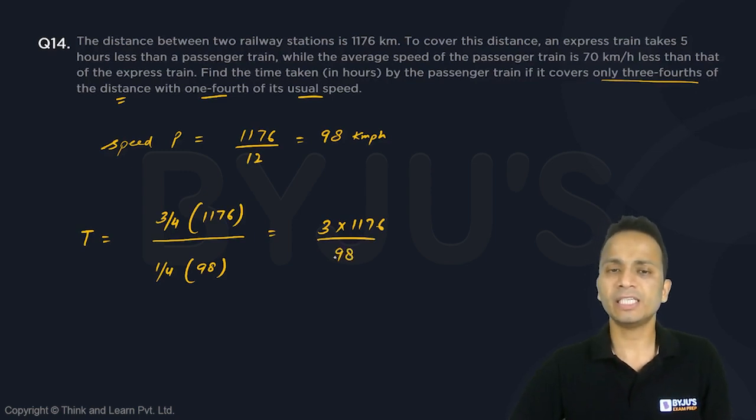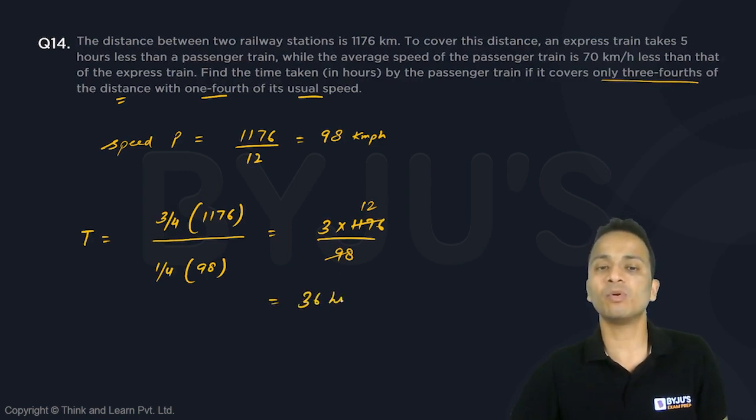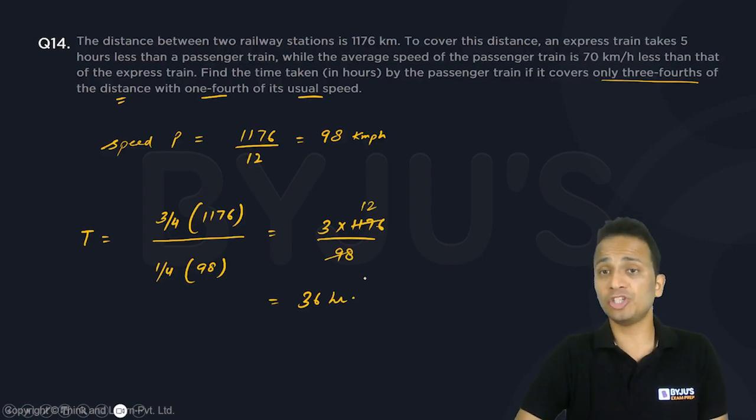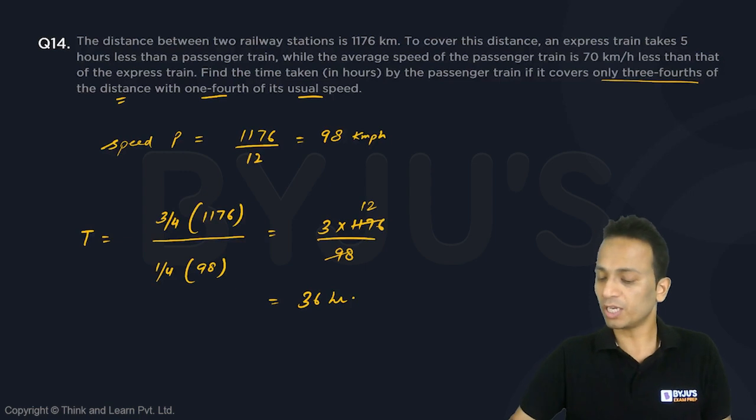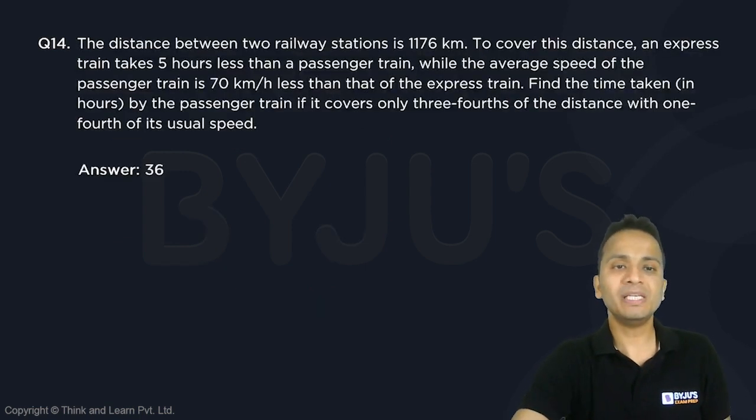Now 98 into 12 is 1176. So 12 into 3, 36 hours will be the time taken by passenger train to cover this distance at 1/4 of the usual speed. So the correct answer for this question should be 36 hours.